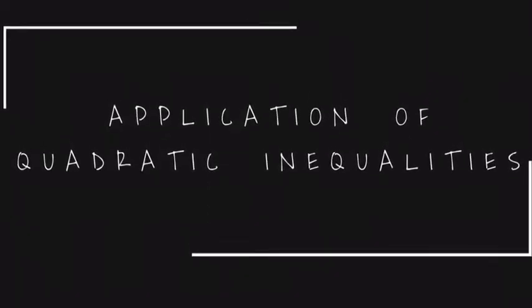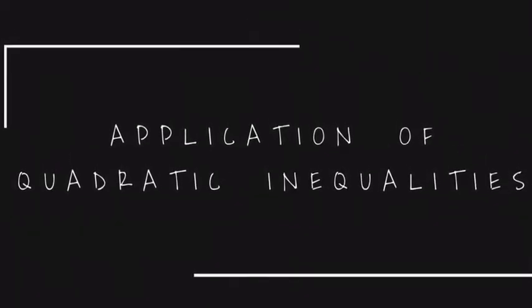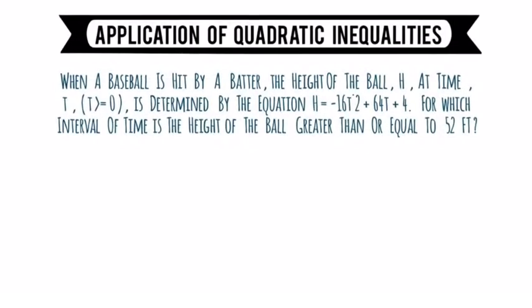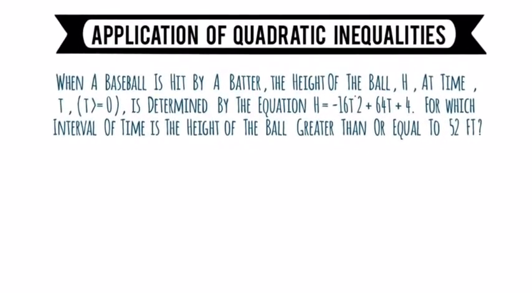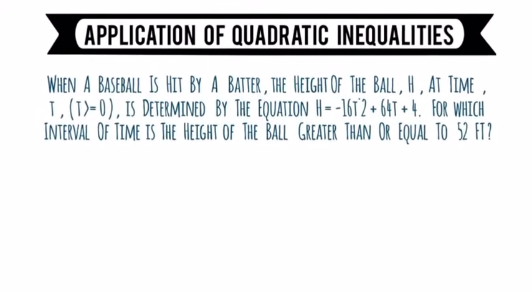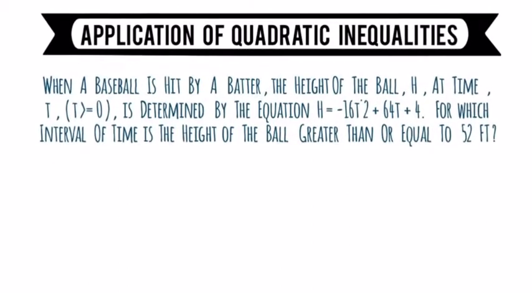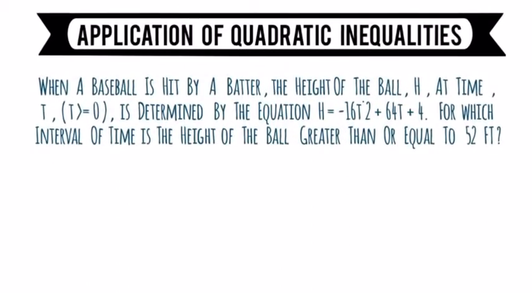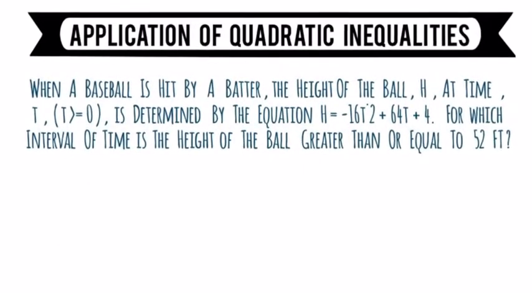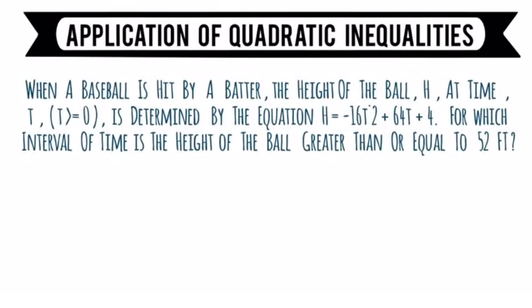Application of quadratic inequalities. This is when we apply what we have just learned to real-life problems or situations. Take the example of when a baseball is hit by a batter, the height of the ball, h, at time t, is determined by the equation h equals negative 16t squared plus 64t plus 4. For which interval of time is the height of the ball greater than or equal to 52 feet?